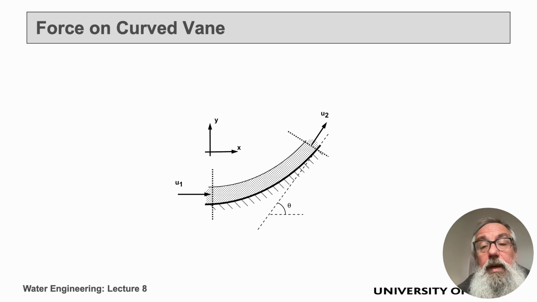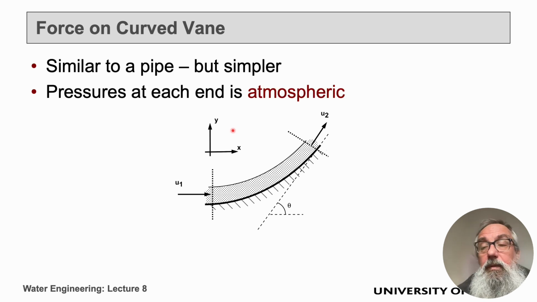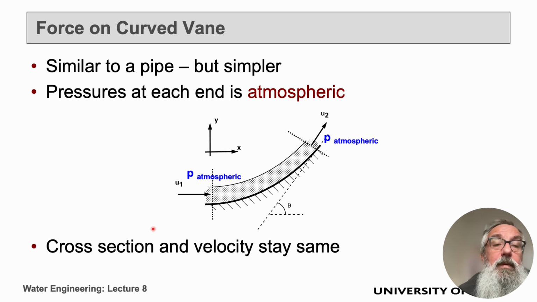Force on a curved plane, similar to a pipe, but you've got atmospheric pressure all over. The volume going in is equal to the volume going out, so the areas are the same. Pressure always atmospheric, cross section is the same, and the velocity thus stays the same.